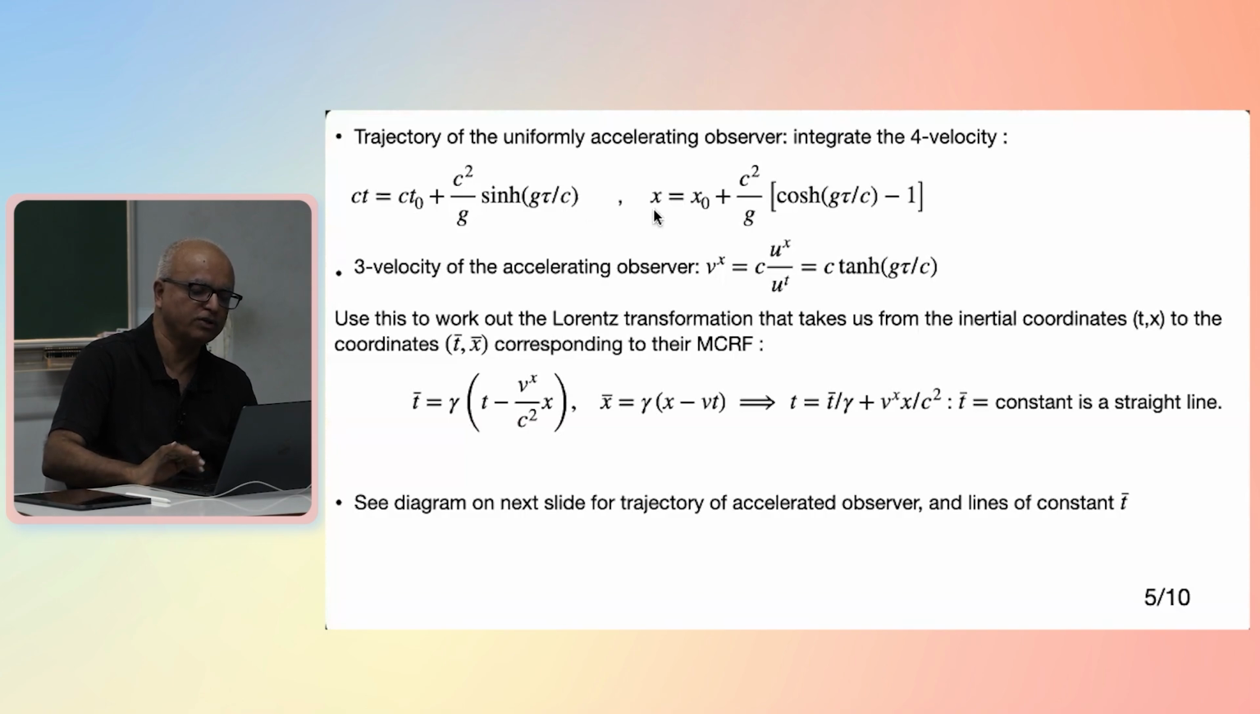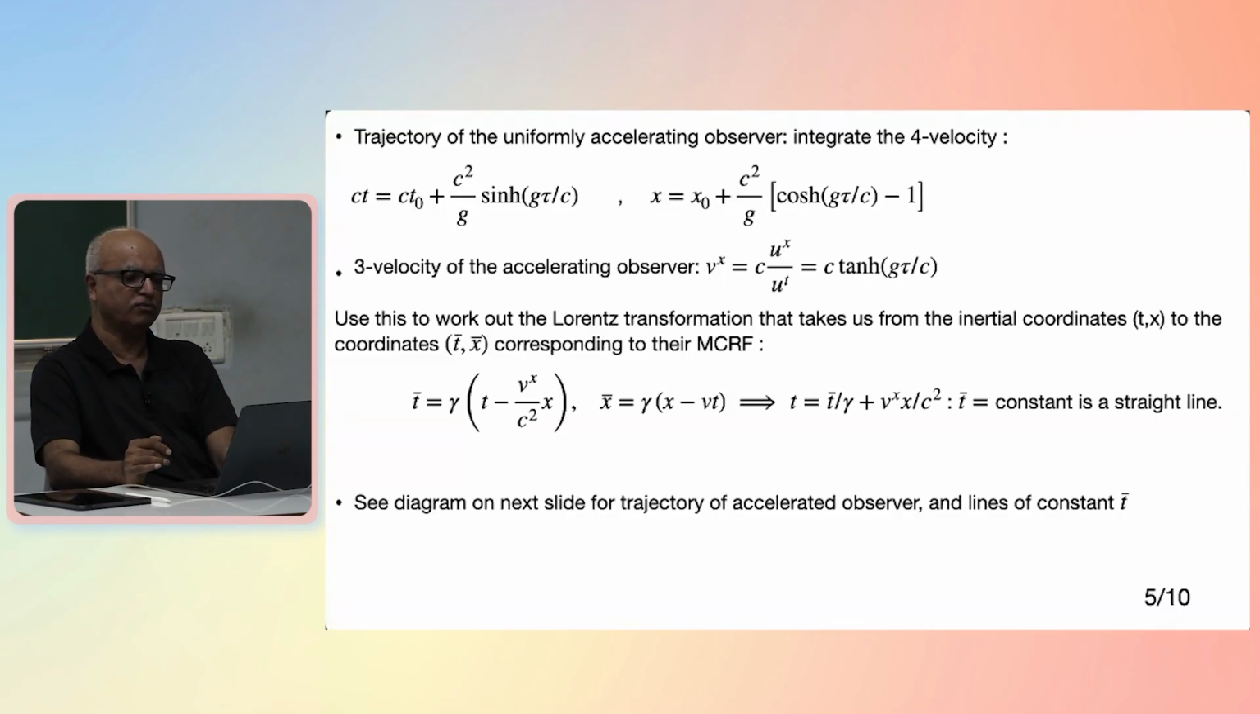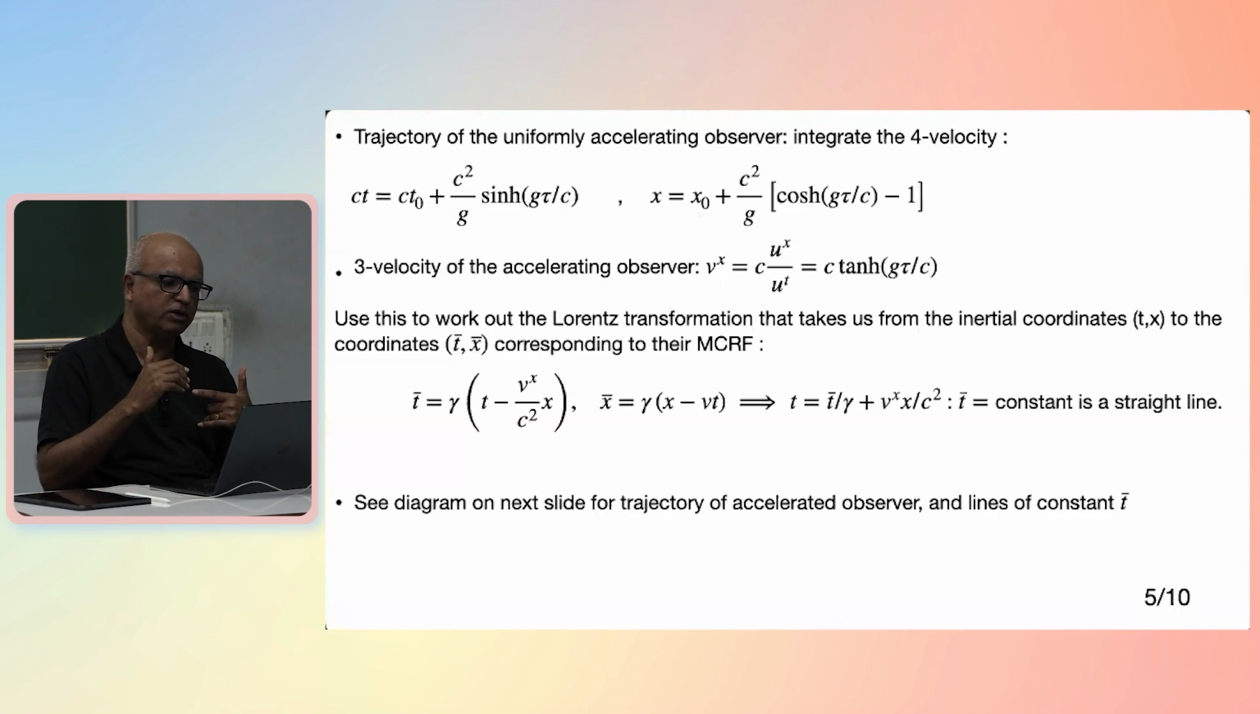X, how does my position change with proper time? X equals x naught plus c square by g times cos hyperbolic g tau by c minus 1. So, starting time was, suppose I start at tau equals 0, let us say, suppose we will work with starting time t naught is 0 and tau is also 0. So, at tau equal to 0, cos is 1, 1 and 1 cancel, so x is x naught. So, I start at x equals x naught at t equals tau equals 0. That is one simpler solution.